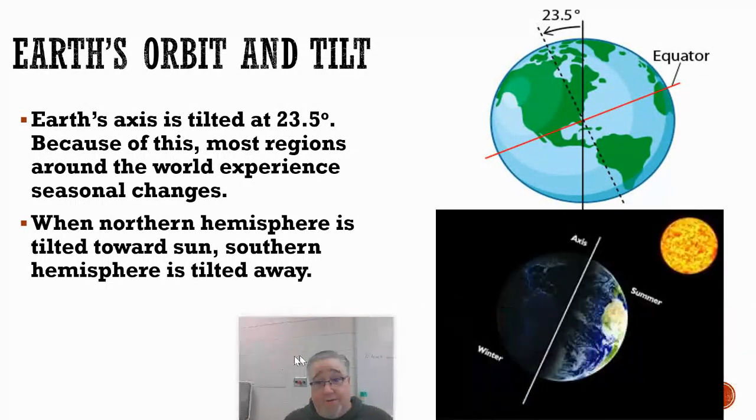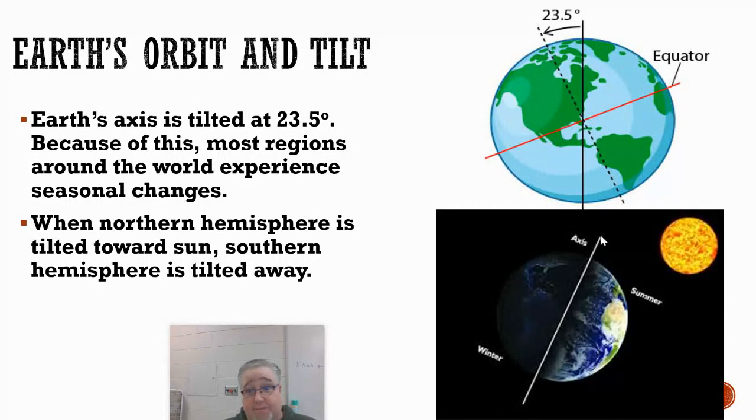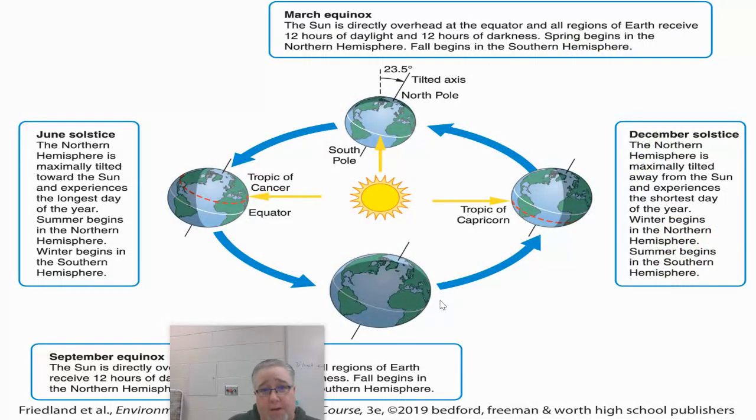All right, so whenever that northern axis is tilted towards the sun, we're going to have summer in the northern hemisphere. And in the southern hemisphere, we're going to have wintertime. But then just the opposite, if this southern axis is tilted more towards the sun, then the southern hemisphere is going to have its summer, and the northern hemisphere is going to have its wintertime. So here's a review of that a little bit.